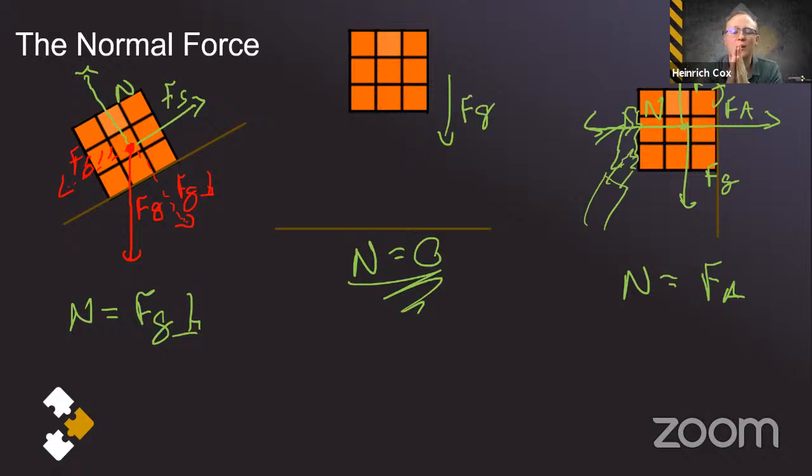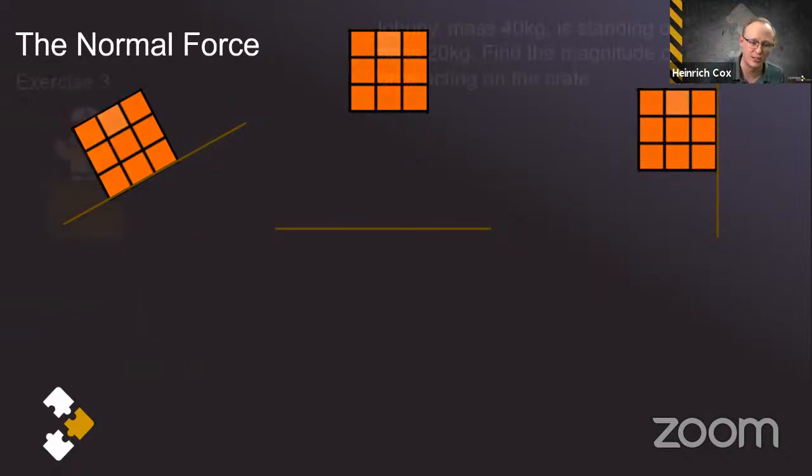The normal force is the force of the surface acting on the object, perpendicular to the surface, and it comes in many shapes and forms. And it's always important to think about the normal force in terms of friction as well, because a higher normal force means more friction, and a lower normal force means there's going to be less friction.